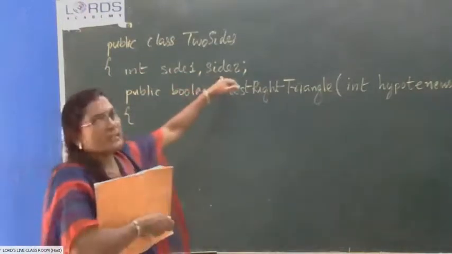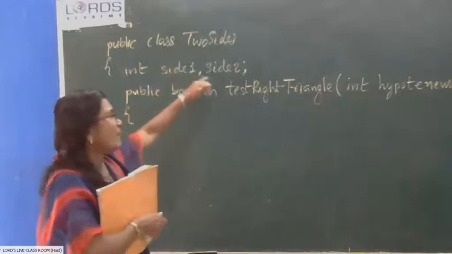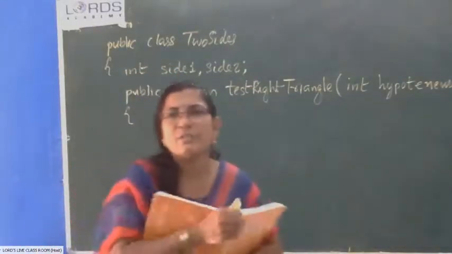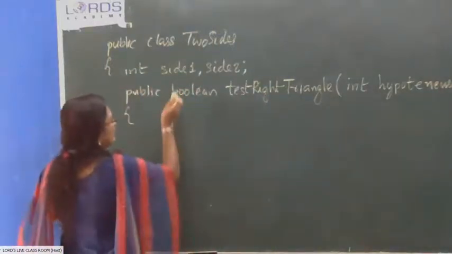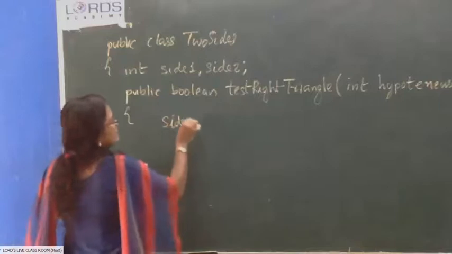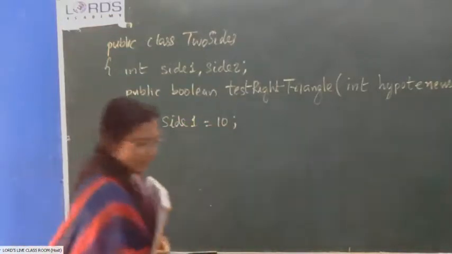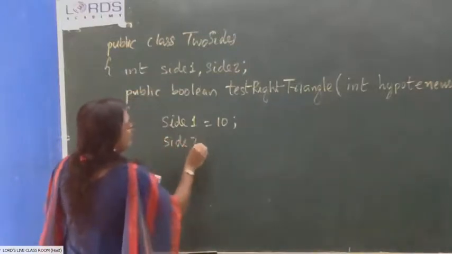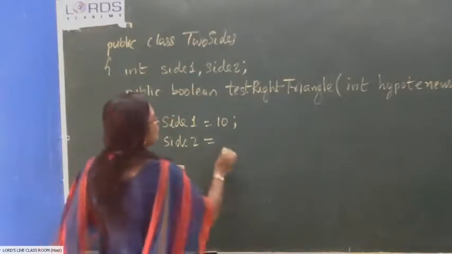Side 1 and side 2 are global variables. They are declared at the beginning of the class, so they are available here within the method also. So you have to set the value for side 1 and side 2. Say side 1 equal to 10, or let it be side 2 equal to, you can set any value. Side 2 equal to 5.